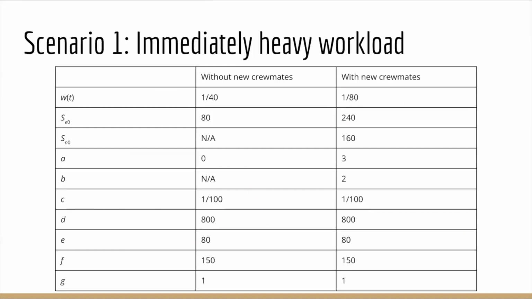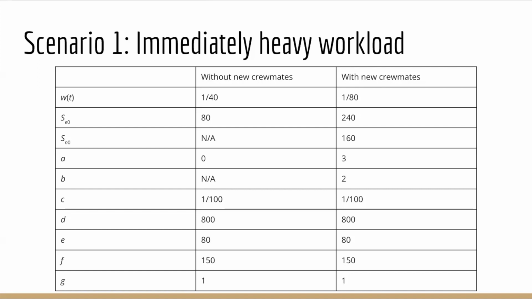So we first model scenario 1, which is when there is an immediately heavy workload. In this case, we consider the work function as a constant line. Here, we also put our parameters for without new crewmates and with new crewmates. For the work function, we made the case without new crewmates twice as much as the case with new crewmates.